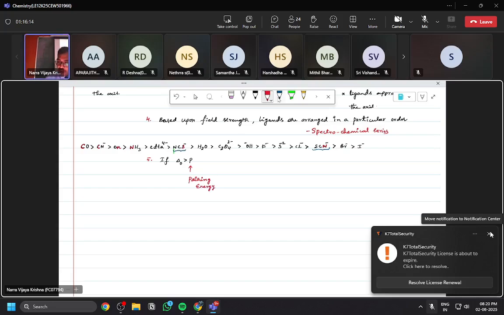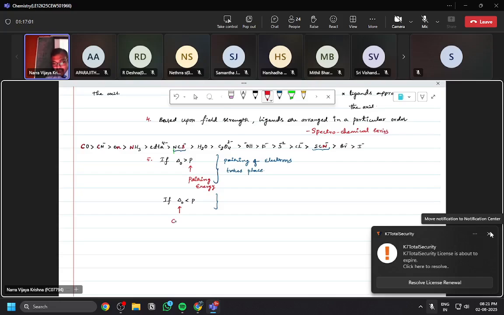If delta naught is greater than pairing energy, what happens? Delta naught is more than pairing energy. Then will the electron go to higher orbitals or will it pair up? So in this case, pairing of electrons takes place. Any questions? If delta naught is less than pairing energy, then... What is this delta naught?